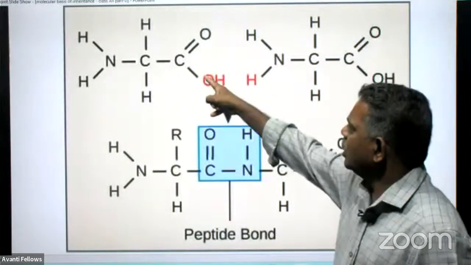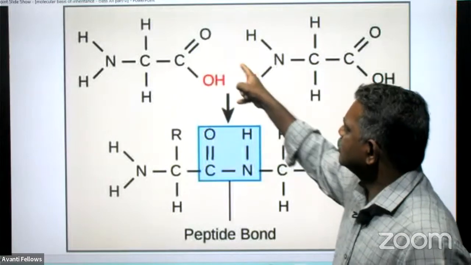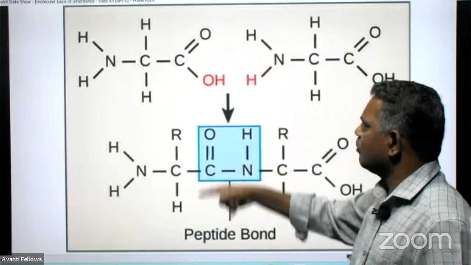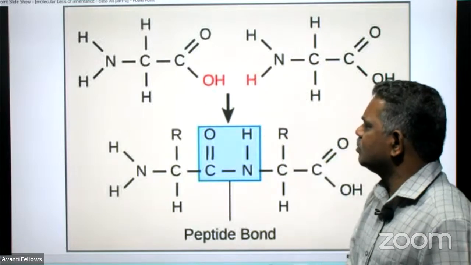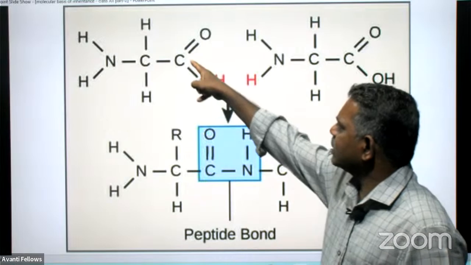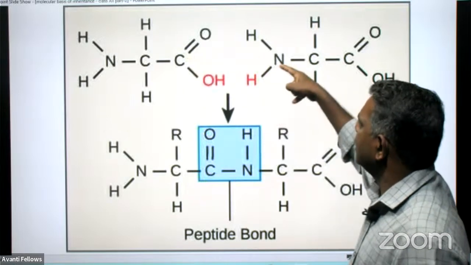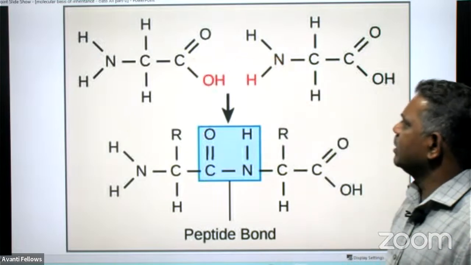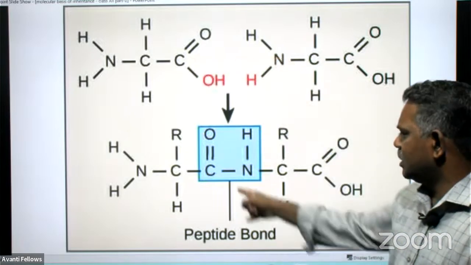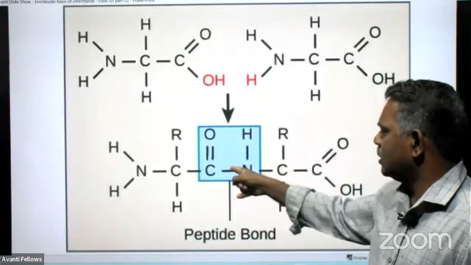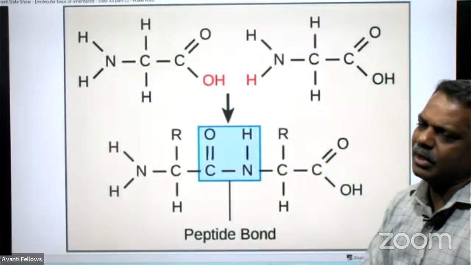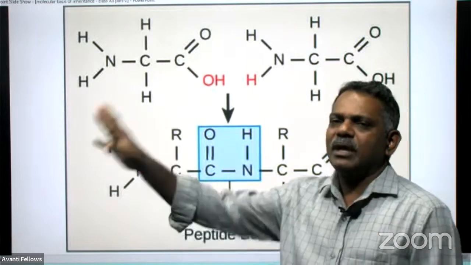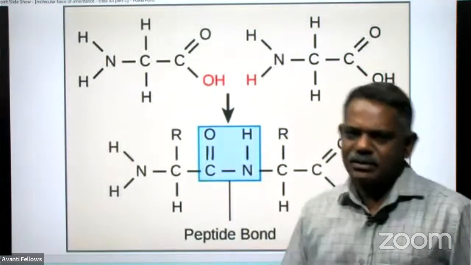See here, the OH group and H join together to form a molecule of water that drops from this bond, making a direct connection between this carbon and nitrogen. This is taken out, leaving a direct bond between the carbon and nitrogen, and it is called the peptide bond. Carbon and nitrogen, this bond is called the peptide bond.